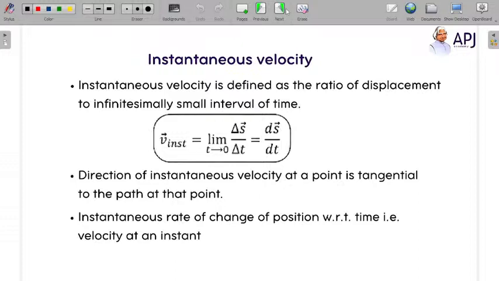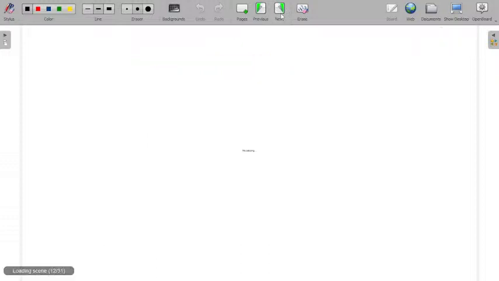You are moving on any path and you don't know the direction of your velocity, so draw a tangent from that point and the tangent will give you the direction of your instantaneous velocity. Okay, and basically instantaneous velocity is defined as the instantaneous rate of change of position with respect to time. That is the velocity at that instant. At a particular instant, at what rate the position is changing with respect to time, that is your instantaneous velocity and nothing more than that. So these definitions we have already studied in instantaneous speed. All things are the same, so you can just go through them by yourself.